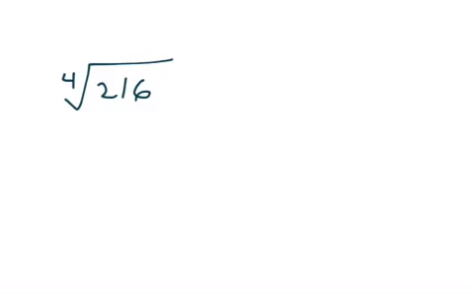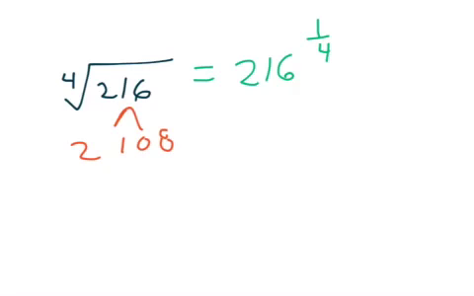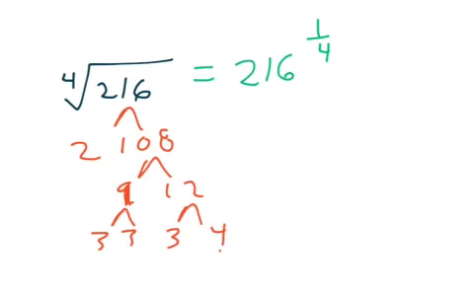Here's another example. Again, I'm simplifying the 4th root of 216. And I hope you understand that's really 216 to the 1/4 power. But again, we're learning to simplify. So first thing we're going to do is break this number down. 2 times 108, 9 times 12, 3 times 3, 3 times 4, 2 times 2.